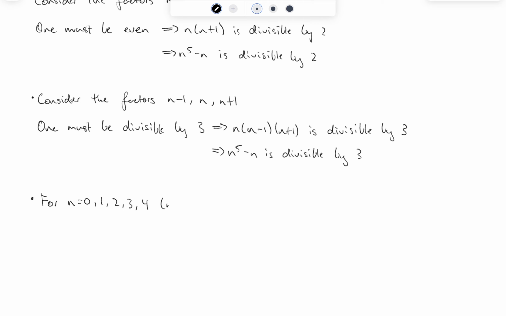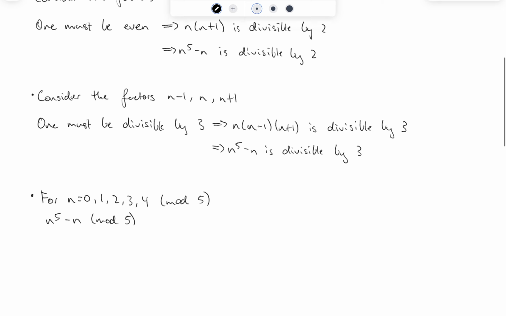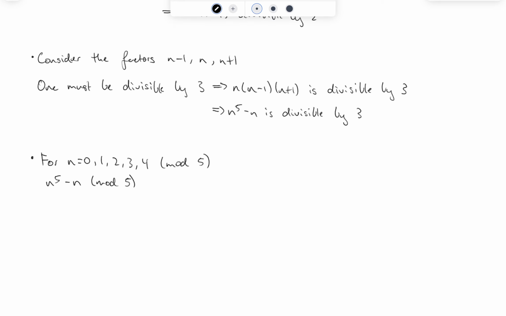And we want to take them in mod 5. So if you consider the expression n to the 5 minus n in mod 5, let's make substitutions of all these values of n and look at the result in mod 5. And if we get that for each substitution from 0 to 4 into the expression n to the 5 minus n, that results in 0, then we've exhausted all the cases in mod 5 and we've shown divisibility by 5.